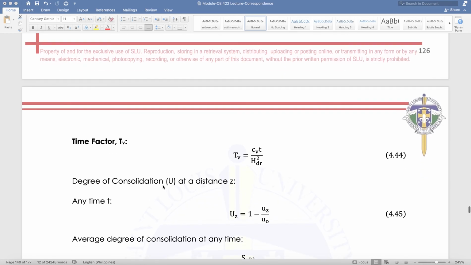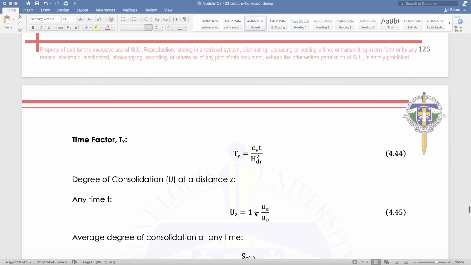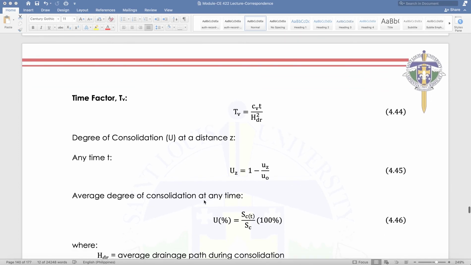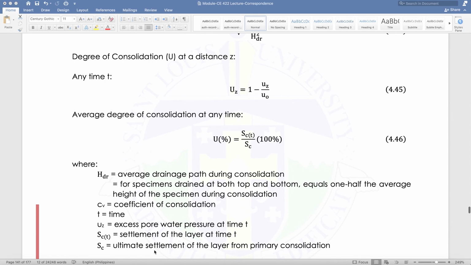Now, for the degree of consolidation, which is U, at a distance z, at any time, Uz is equivalent to 1 minus small z divided by small u sub o. Okay, and average degree of consolidation at any time, U, is equivalent to the settlement of the layer at time t divided by the ultimate settlement of the layer from primary consolidation times 100. So you have here the legends.